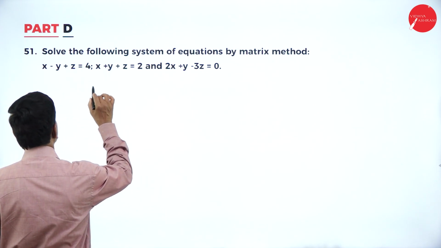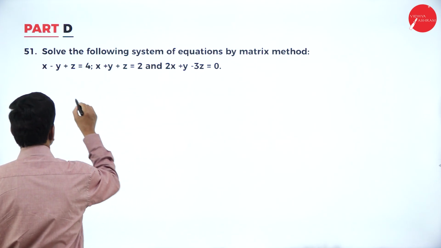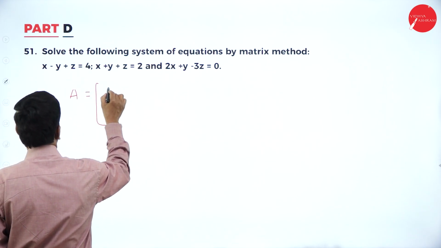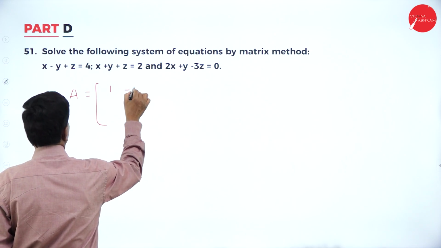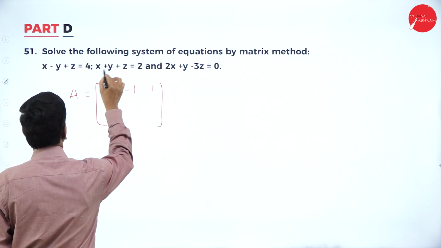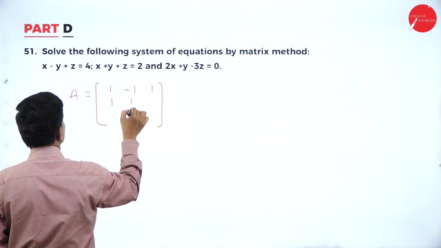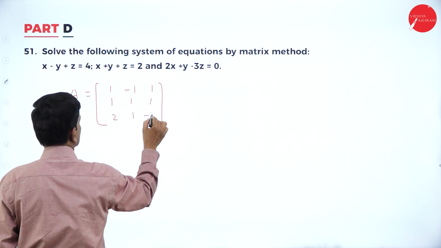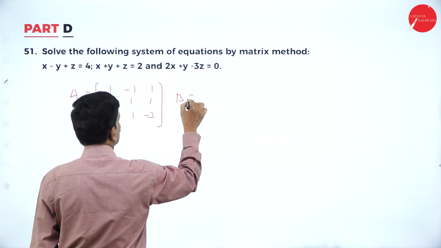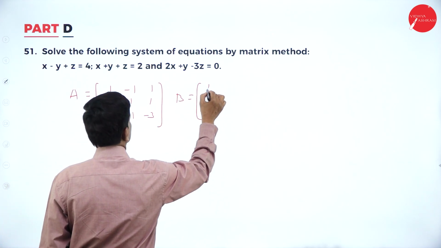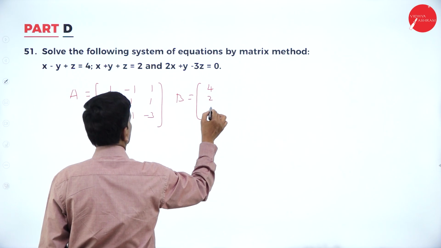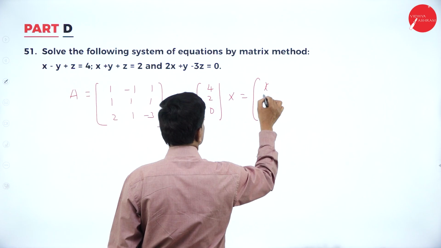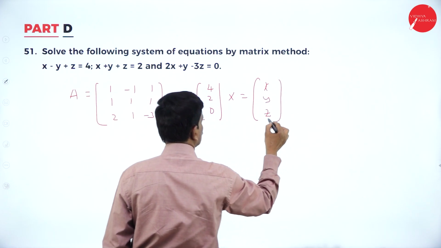X, Y, Z, constant; X, Y, Z, constant; X, Y, Z, constant. Now let us write the matrix A, which is the coefficients of X, Y, Z. Coefficient of X is 1, Y is minus 1, Z is 1. In the second equation, coefficient of X is 1, Y is 1, Z is 1. Here the coefficient of X is 2, Y is 1, Z is minus 3. And capital B is nothing but the constants 4, 2 and 0. And capital X is X, Y and Z, which is to be determined.